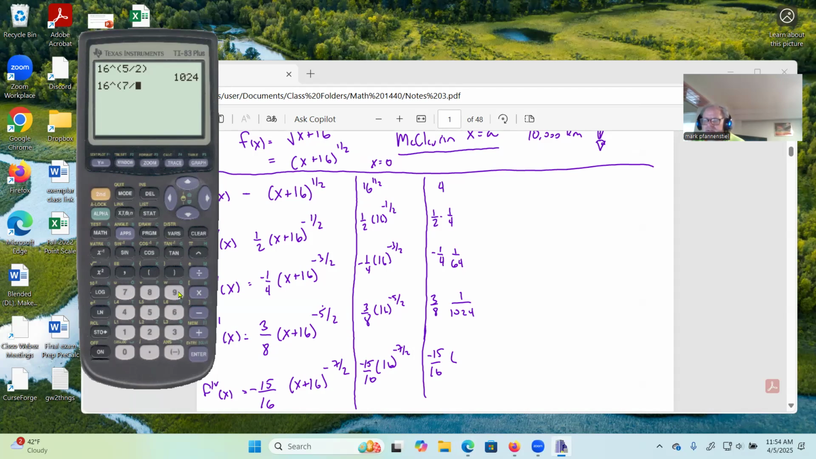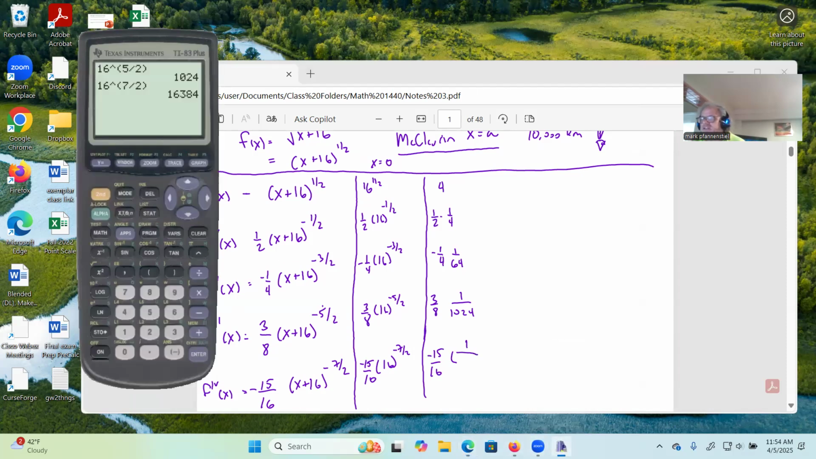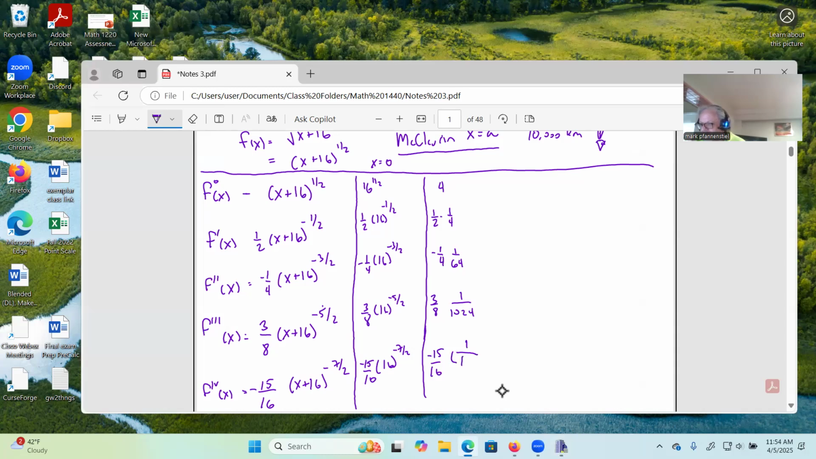7 divided by 2. Okay, so it's the square root of 16 raised to the 7th power. Okay, so see, this is going to be an awful number. So this is 1 over, because remember the negative sign wasn't in there. So we have 1 over, and this is 16384. Okay, so we're almost there. I'm just going to start putting this stuff together.